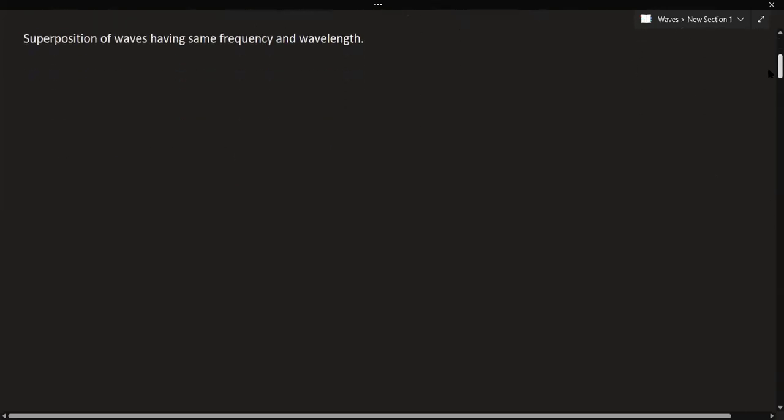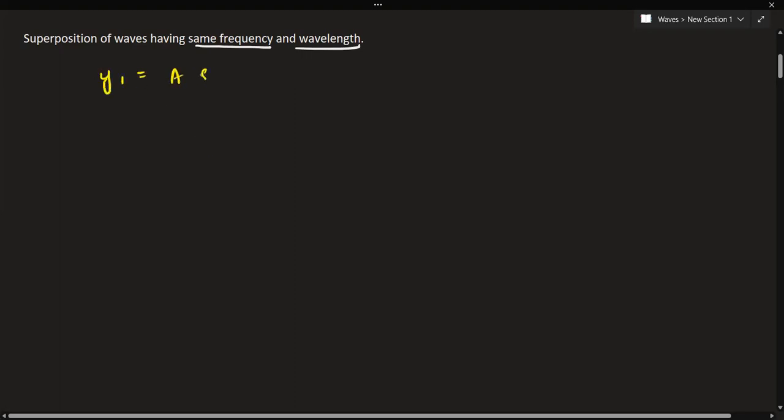Regarding interference, what is interference? Superposition of waves having the same frequency and wavelength. If two waves have the same frequency and the same wavelength and they superimpose, meaning they give a combined resultant, they are added up, then we say this phenomenon is known as interference. You will be dealing with interference, diffraction, all these processes in class 12th also when you study optics. So for now, in your 11th standard syllabus, you have to understand that two equations are there.